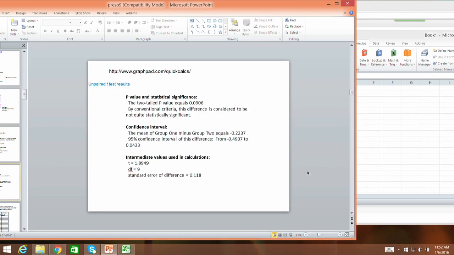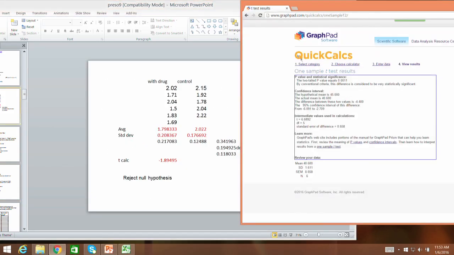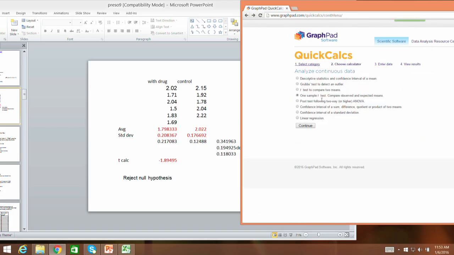Same thing we can do with the GraphPad software also. But you see it is going to be very close in GraphPad software. So how do we do this in GraphPad? Let us go back there. Here we have the t-test command, compare two means. So we go there and then we continue.